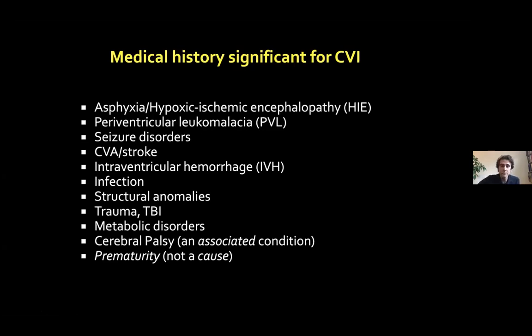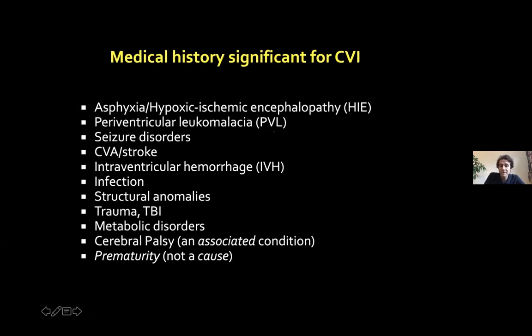Seizure disorders, CVA or stroke, intraventricular hemorrhage. We don't need to go through all of these, but these are all red flag conditions that could be causing CVI. It's important to emphasize at the bottom there, I have prematurity italicized and it says not a cause. Prematurity is not what causes CVI. It's those events that can happen around premature birth that cause CVI. So namely HIE and PVL.